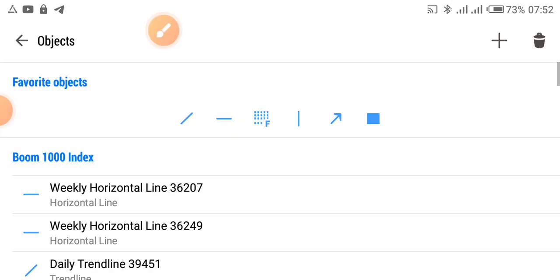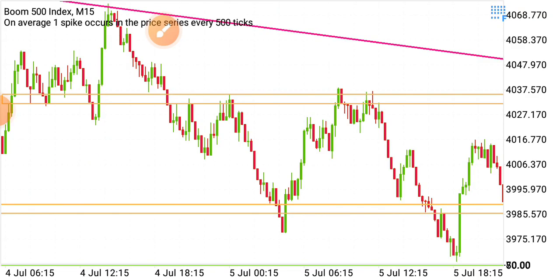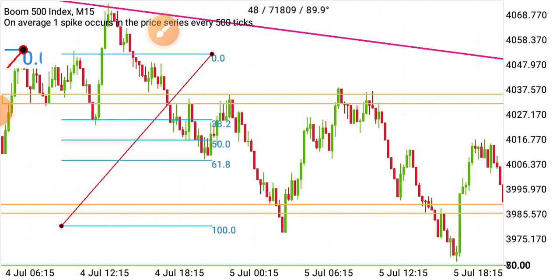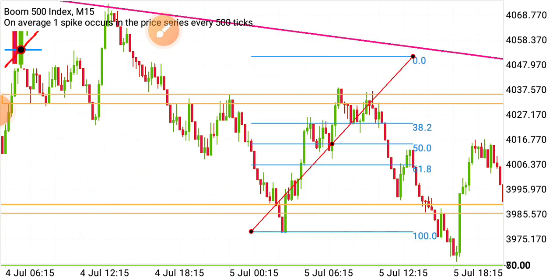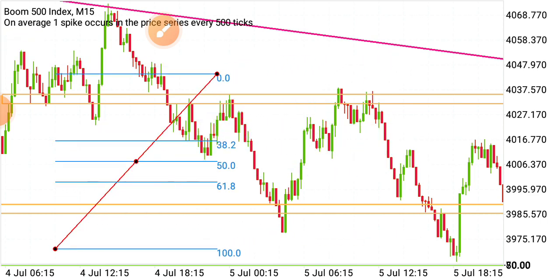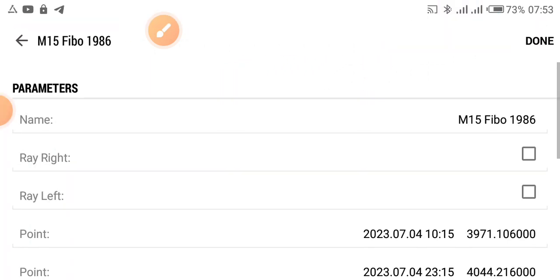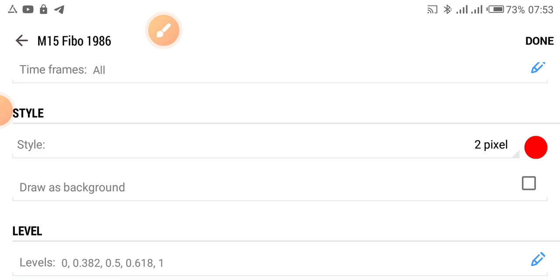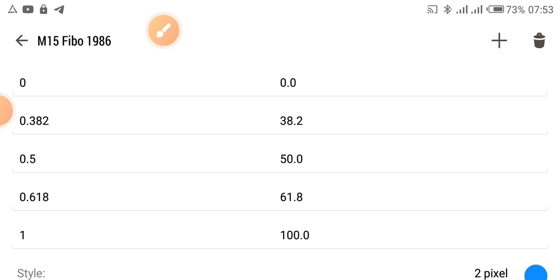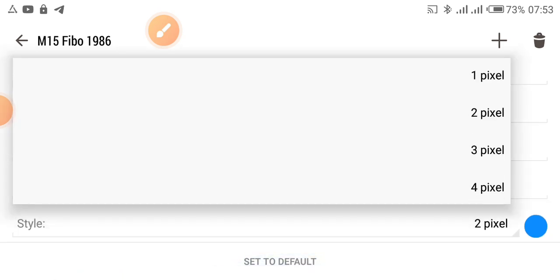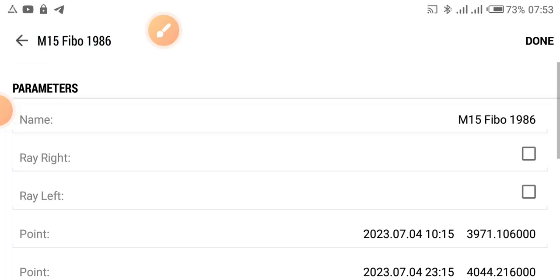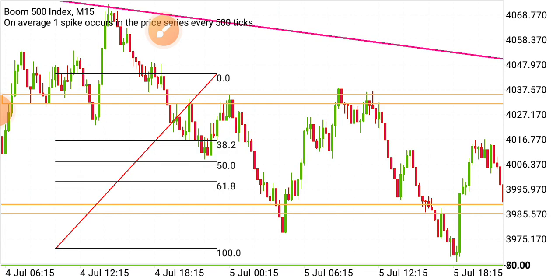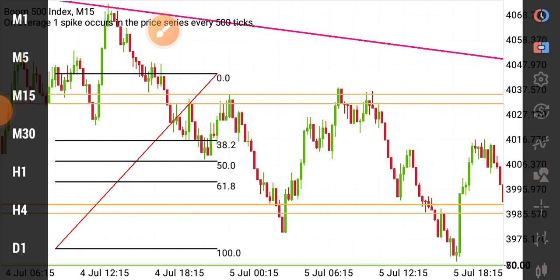Let me bring out the tool so that we look at it and understand it. This is the tool now. One moment. Let me make these lines bolder so that we can see them better. Increase the pixel to 3 pixels and change the color maybe to black so you can see it well. All right, this is better now.